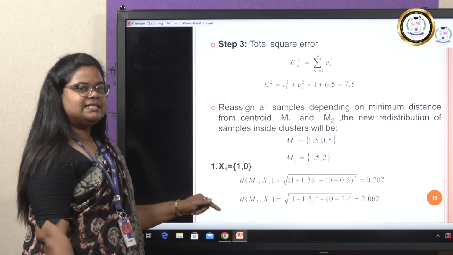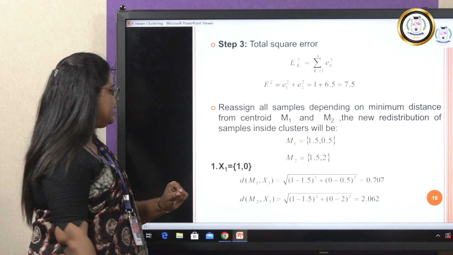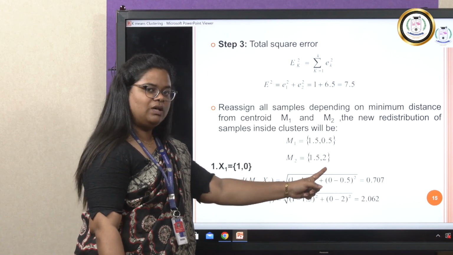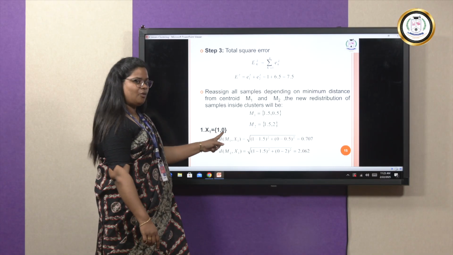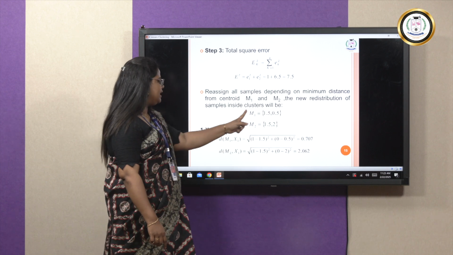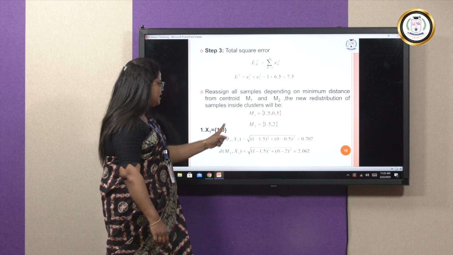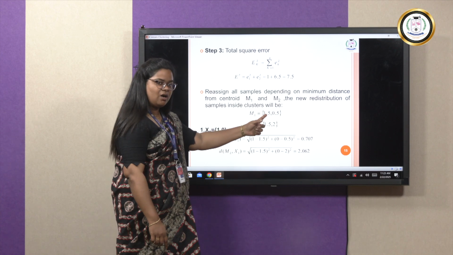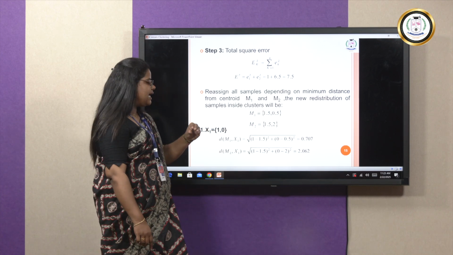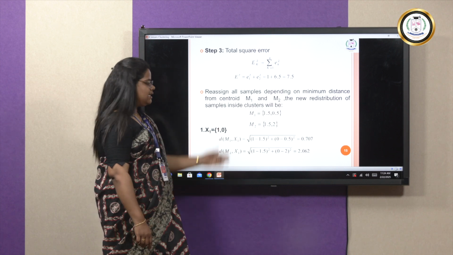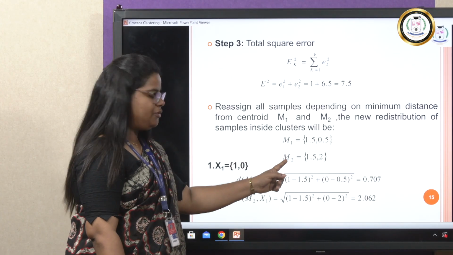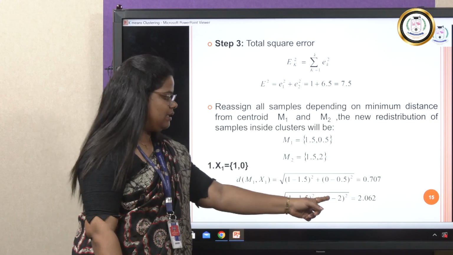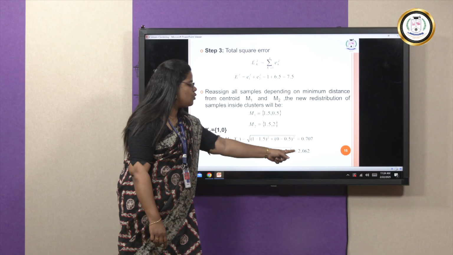Now we have to find out the distance of each and every data point with the cluster head. So M1, that's the first cluster head, we are having values as 1.5 and 0.5, M2 as 1.5 and 2. Consider the first point x1. x1 we are having value as 1, 0. So now we have to find out the distance of x1 and m1. Euclidean distance: root of x1 minus x to the whole square plus y1 minus y to the whole square. So root of 1 minus 1.5 the whole square plus 0 minus 0.5 the whole square. That will give the distance between m1 and x1. The same way you have to find out the distance between x1 and m2, that is 1 minus 1.5 the whole square plus 0 minus 2 the whole square and the square root. So we are getting 0.707 and 2.062.